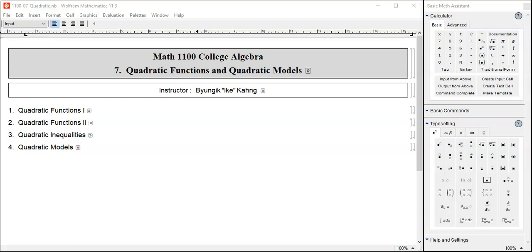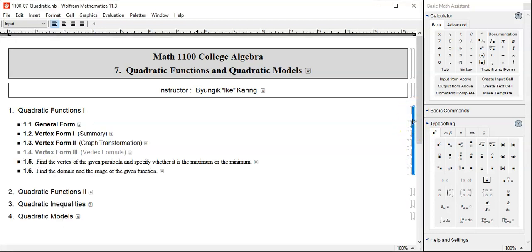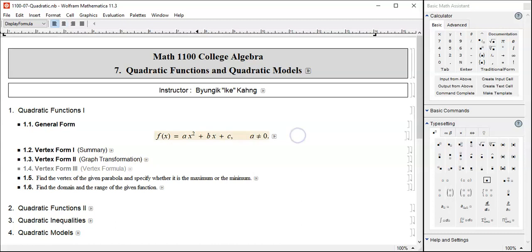Hello students, let's begin lesson 7, quadratic functions and models. What is a quadratic function? A quadratic function is a function given in the form ax squared plus bx plus c, where the leading coefficient a is non-zero. Now what if a is equal to 0?